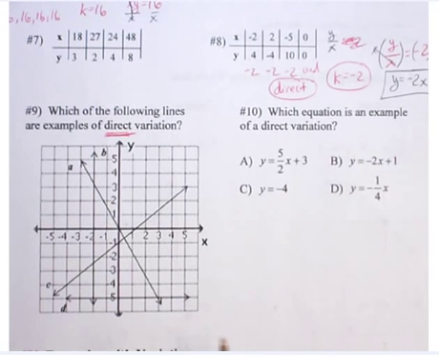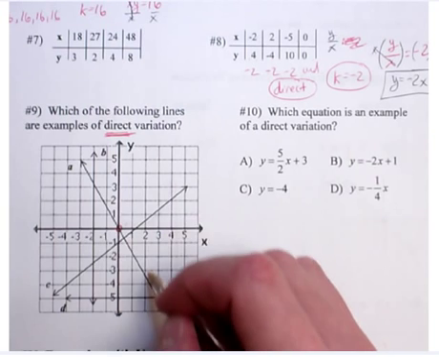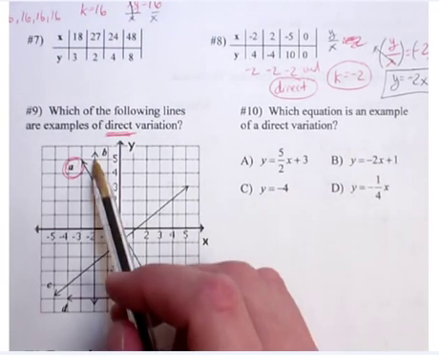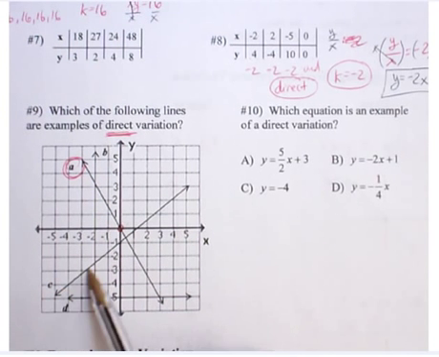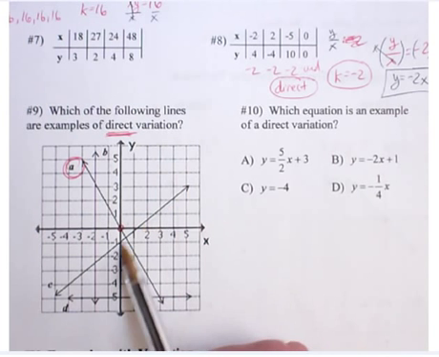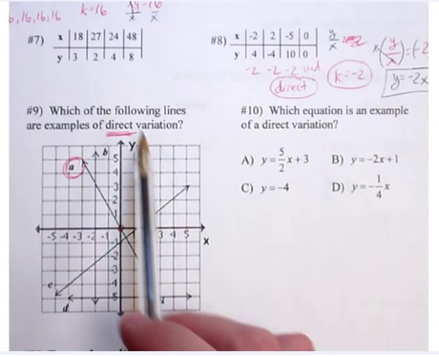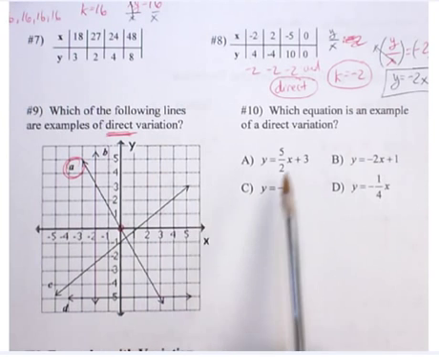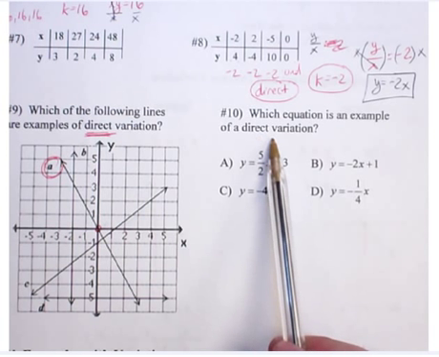So if you look at your choices here, here's the origin. Now which line is that? That looks like line A. Line B is a vertical line, but it does not go through 0, 0. Line C does not go through 0, 0. And line D is horizontal. That does not go through 0, 0. So which of the following lines are examples of direct variation? Line A.